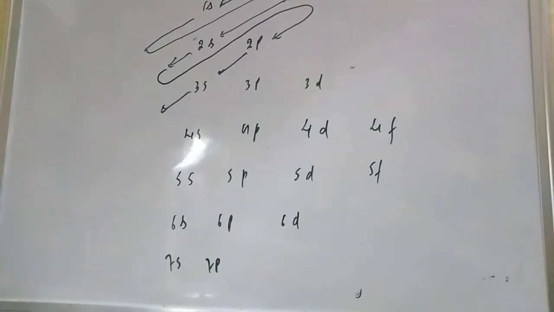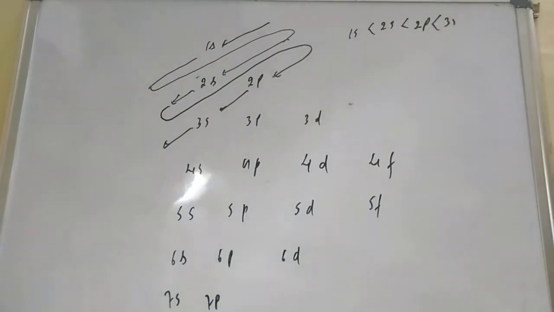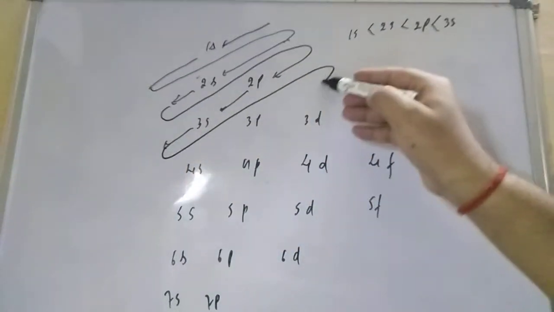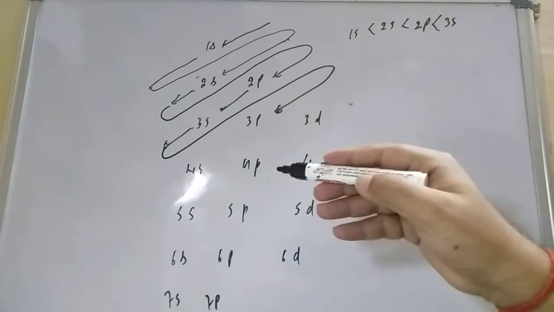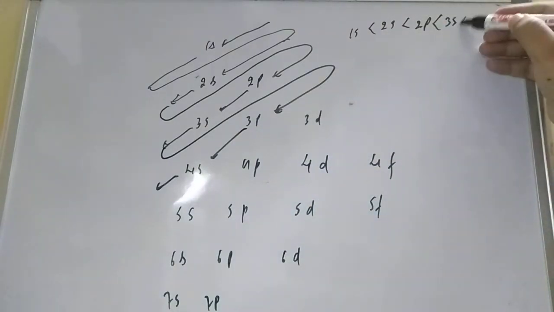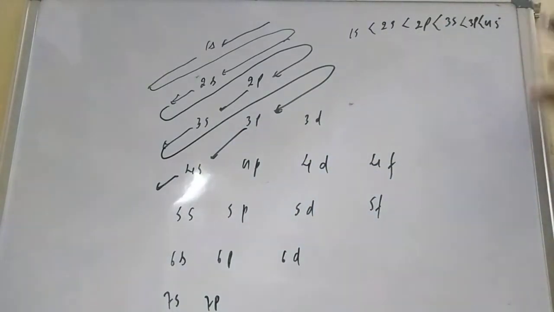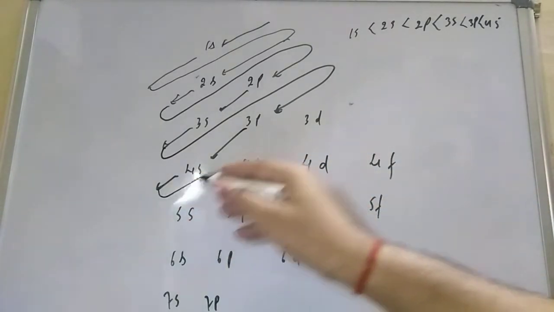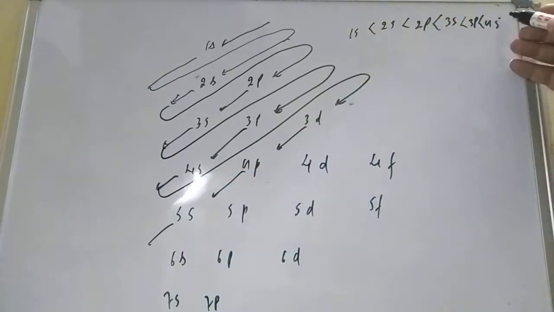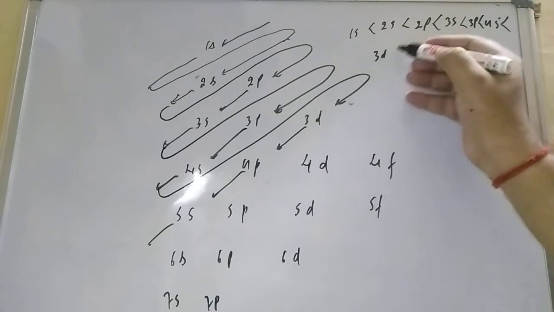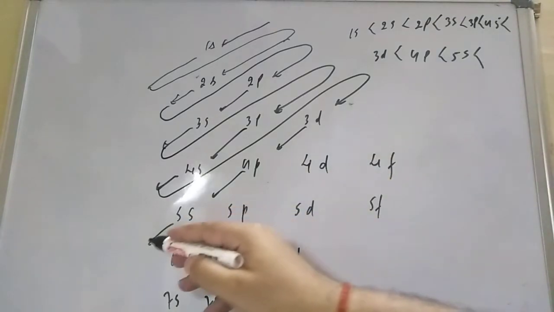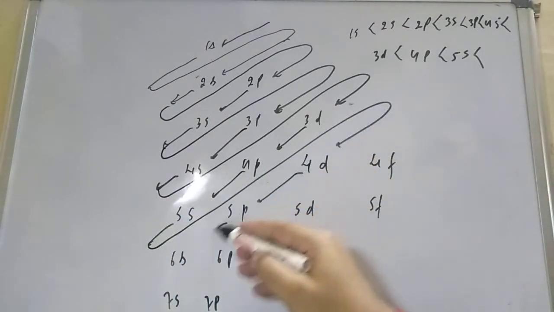Then after 3s, again it will come back here, and the electron will go to 3p, and after 3p it will go to 4s. So 3s, then 3p, then 4s. And after 4s, again it will return back here, so 3d, 4p and 5s will come. Again you can come back here like that, so you can check.